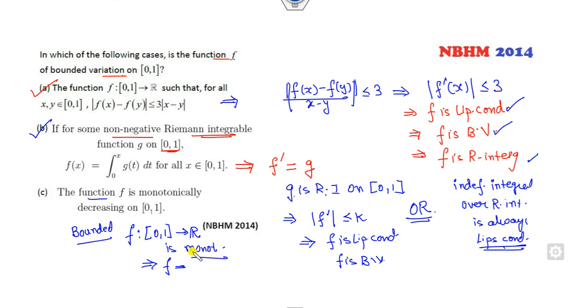No, it's monotonically decreasing. If it's monotonically decreasing, then there are two cases: either it has a finite number of discontinuities, or it has jump discontinuities. Yes, it's finite or jump discontinuities, so which is countable? If it is countable, then it is of bounded variation. Yes, this is also the correct option.